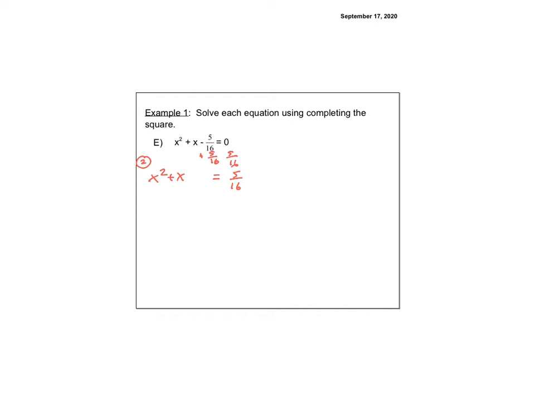And then step 3, I'm going to add b divided by 2 squared to both sides. So let's find b divided by 2 squared. So b there is 1 divided by 2. You square both the numerator and the denominator. So now let's add that to both sides.